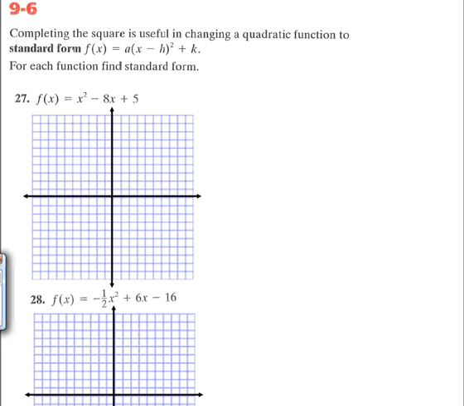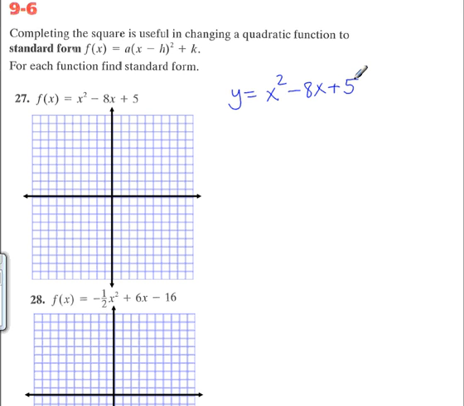For these problems, we're going to graph the function by first putting it in what our book calls standard form, and we're going to do that by completing the square. So we're going to start with y equals x squared minus 8x plus 5.